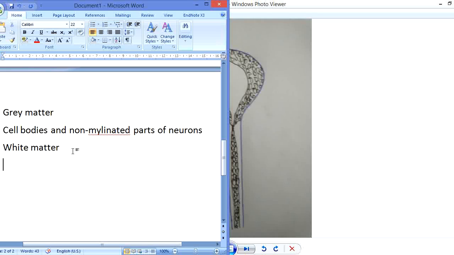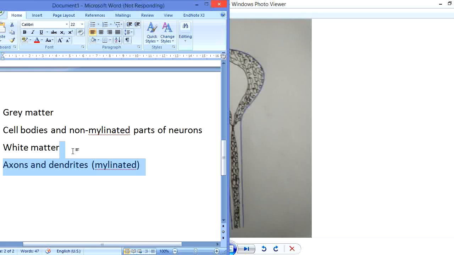white matter mainly consists of axons and dendrites also. But it should be noted that these should be myelinated. The white matter consists of axons and dendrites, while the gray matter consists of cell bodies. The white matter also contains some cell bodies, a small number of cell bodies.